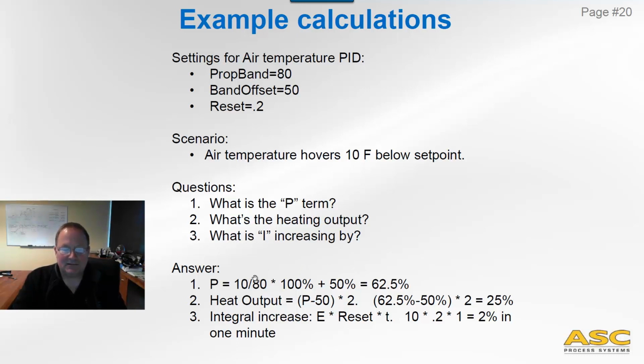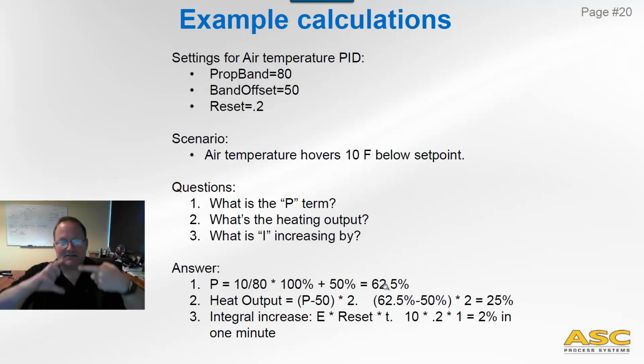Well, P is again the error divided by proportional band times 100 plus 50, the band offset. So I can say, okay, 10 divided by 80 is 0.125, times 100 is 12.5, plus 50 is 62.5, which tells me immediately what the P contribution of my PID is going to be at that time.